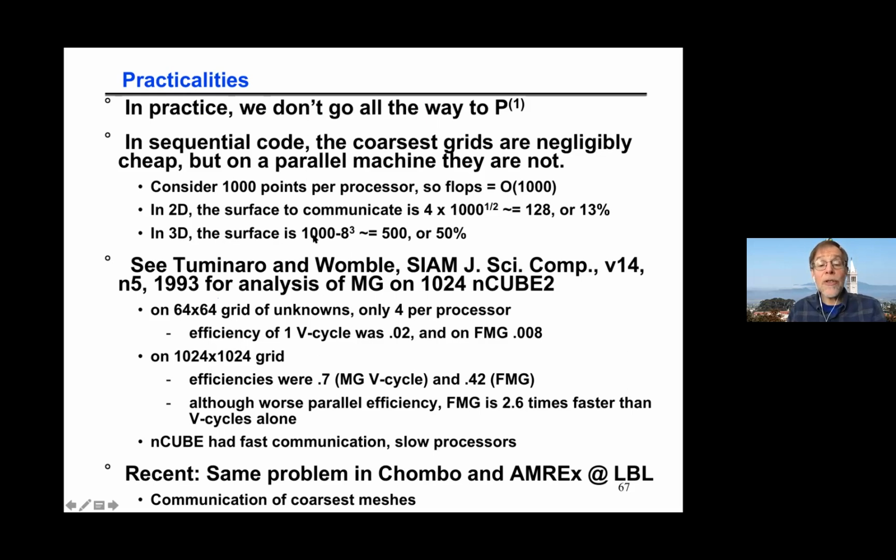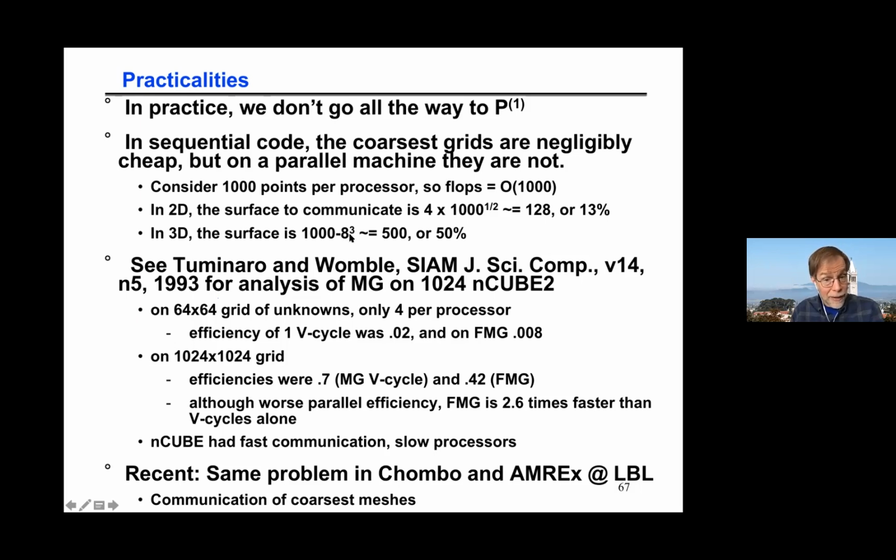Let's suppose that I had a 10 by 10 by 10 mesh assigned to one processor, so this is a very small problem. That processor has 1,000 mesh points, so it's doing order 1,000 flops, but how much does it have to communicate? How big is the surface area of a 10 by 10 by 10 cube?